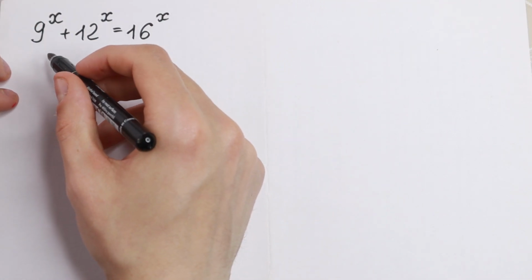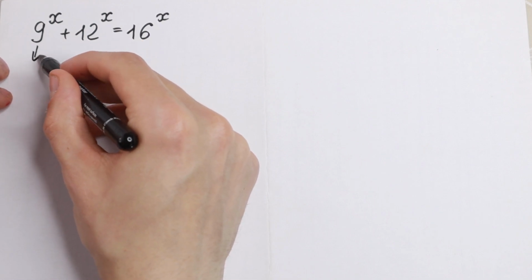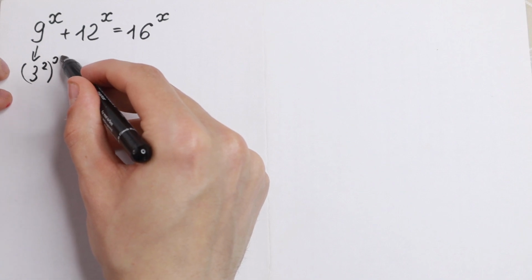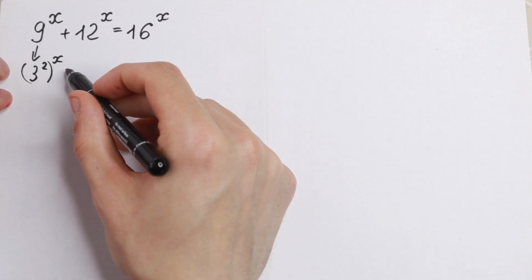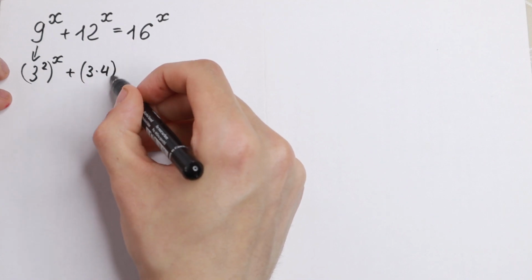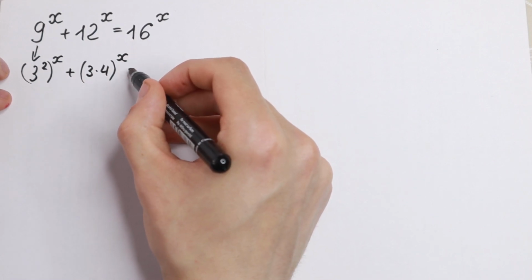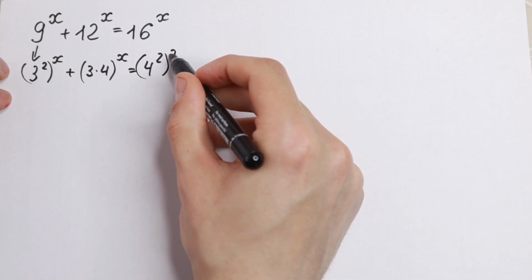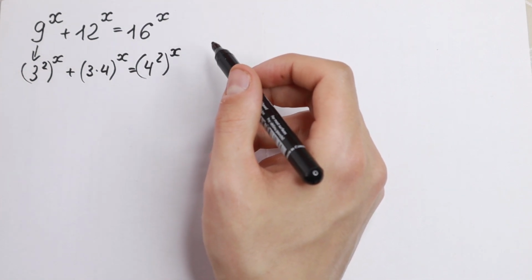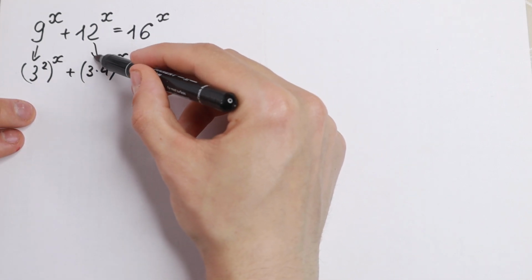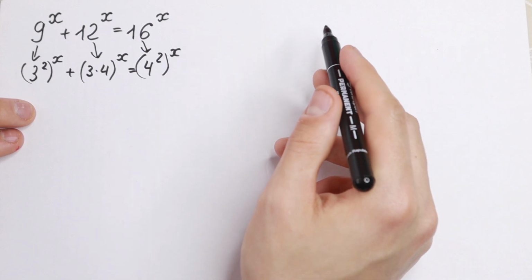But take a look. This 9 can be written as 3 squared, so this 9 to the power x can be written as (3 squared) to the power x. And this 12, we need to know the rule. So we can write this 12 as (3 times 4) to the power x. And this 16 is really good to write as (4 squared) to the power x. As you can see, we just write our bases in a different way: 3 squared, 3 times 4, this is our 12, and 4 squared, this is our 16.